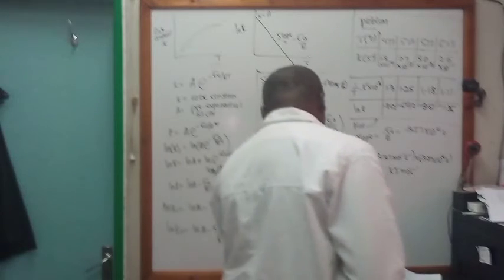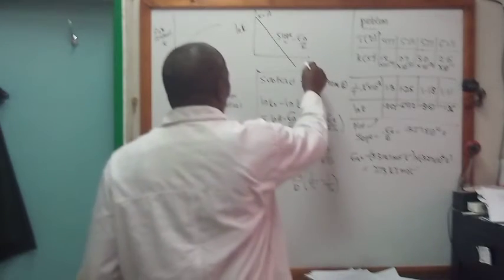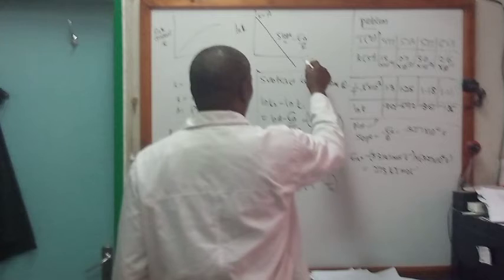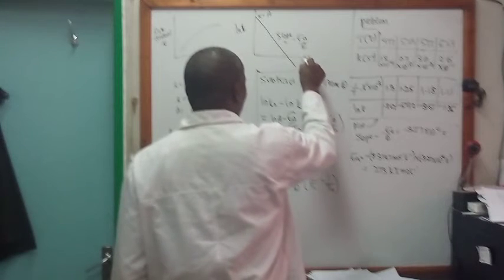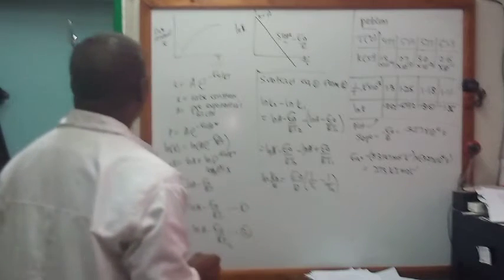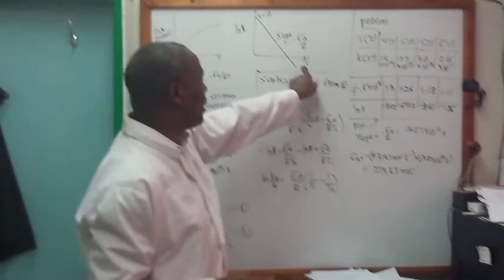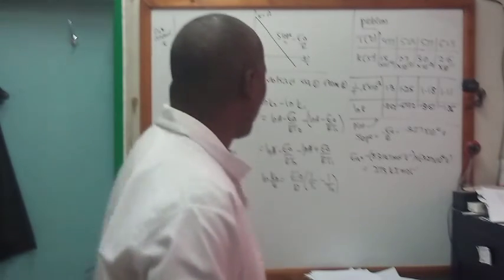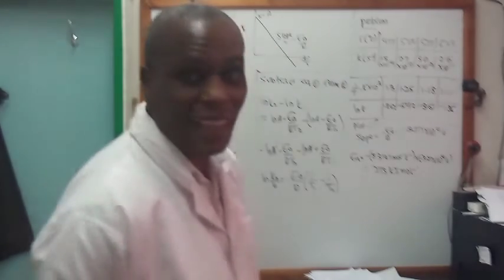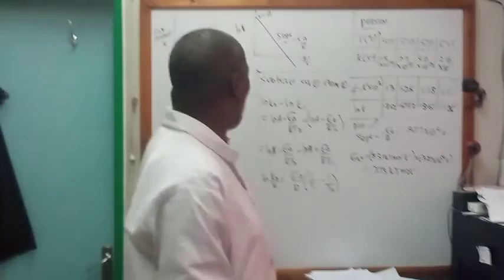Sorry, wait a minute, this is supposed to be 1 over t. Sorry, it's going to be 1 over t. I'm really sorry for that. I hope you can go back to that one.